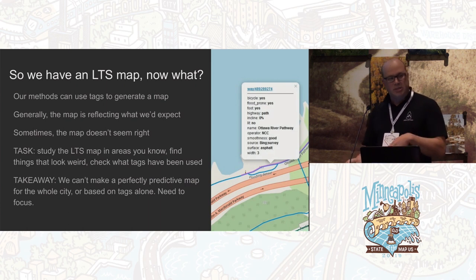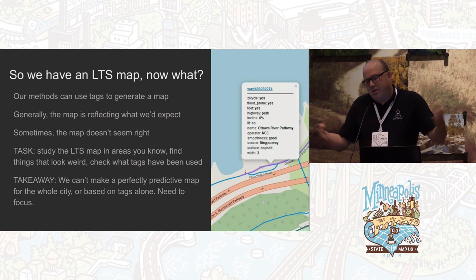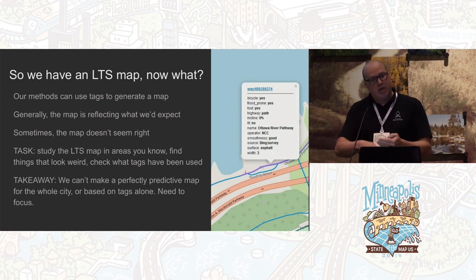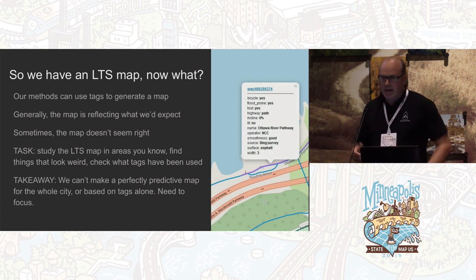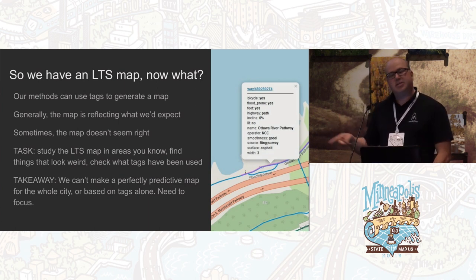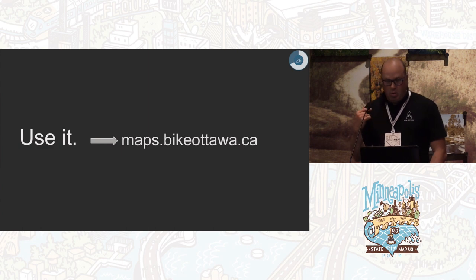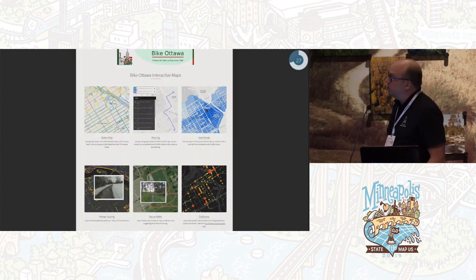We have some defaults. If it's a primary road and there are no other tags, it's an LTS 4. But as people add more information, they could see the colors change on the map. At this time, we were running that LTS calculation much more frequently so people could see their feedback right away. All of these maps are available online. I have the link at the end as well. You can go online and have a look.